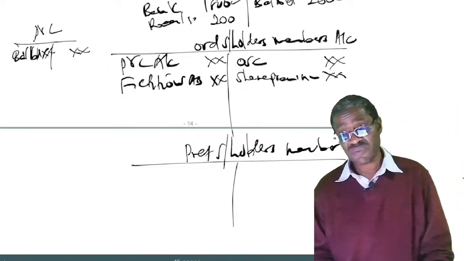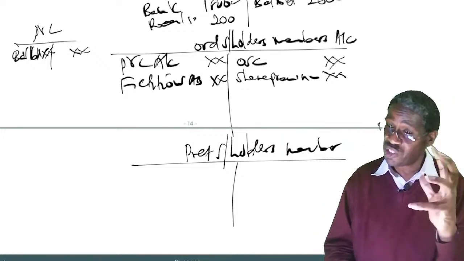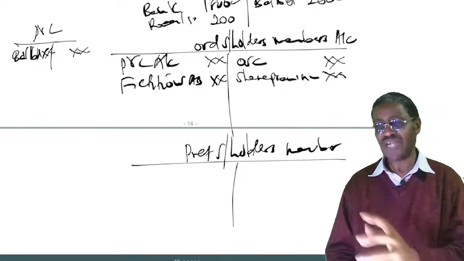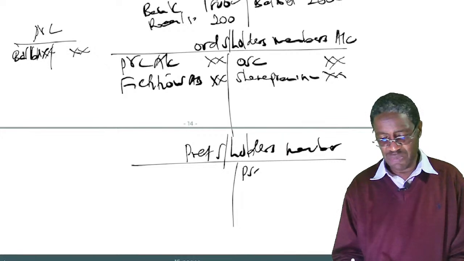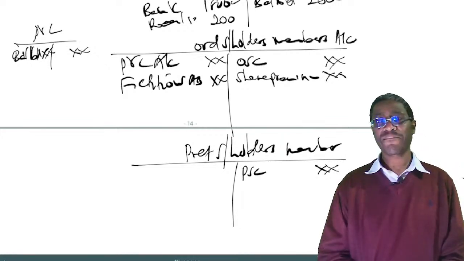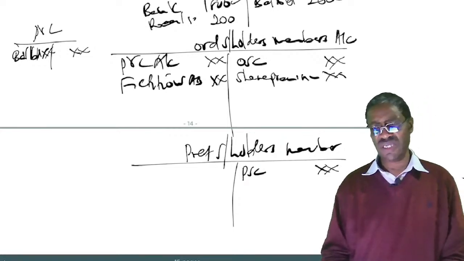So step number 10 says transfer the balance of the preference share capital to the preference shareholders members. How? Again, we know preference share capital is a credit balance. To close it, you debit preference share capital and you credit the members. So you come and see your preference share capital, whatever it is. Good. That was our entry number 10.